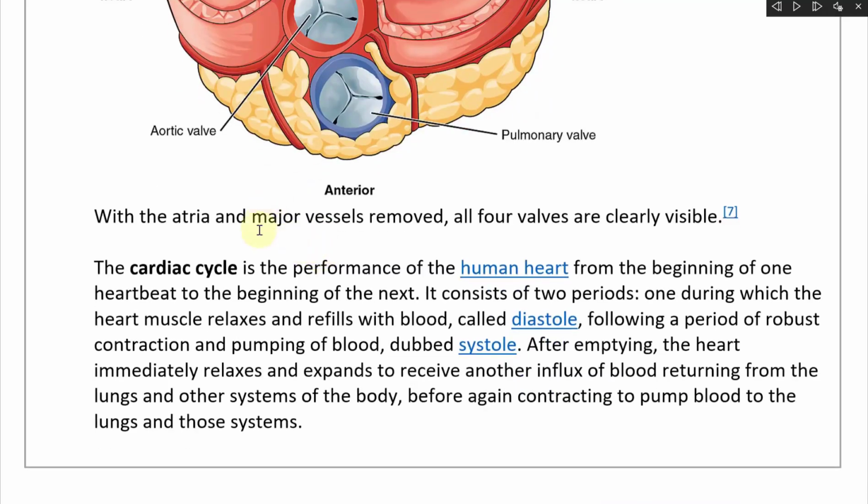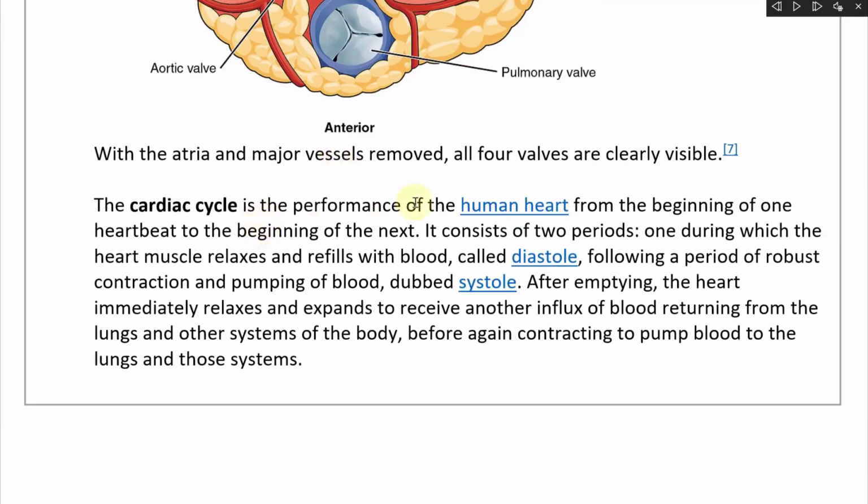Let's continue further. So the cardiac cycle is the performance of the human heart from the beginning of one heartbeat to the beginning of the next. It consists of two periods. One during which the heart muscle relaxes and refills with blood, called diastole. See the pronunciation? Diastole. Followed by a period of robust contraction and pumping of blood, dubbed systole.